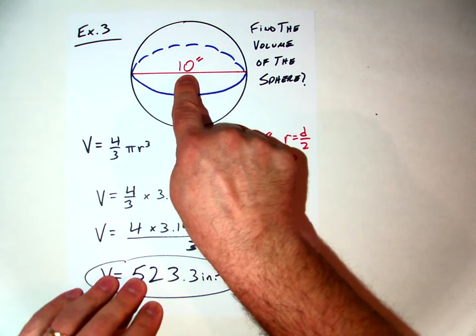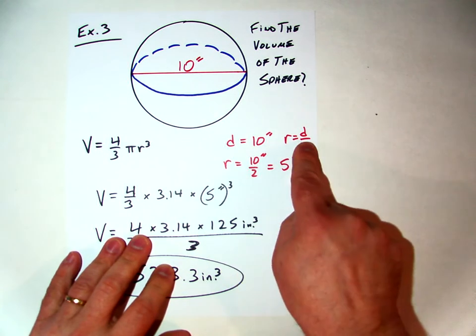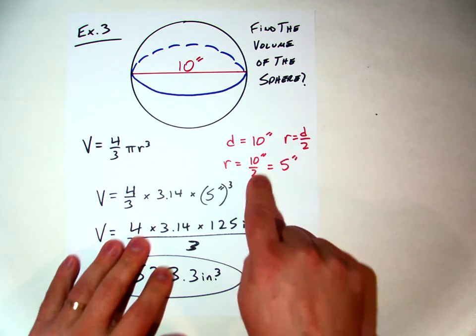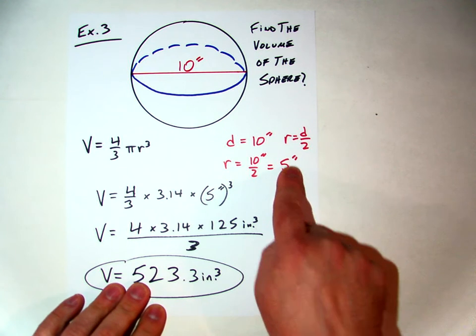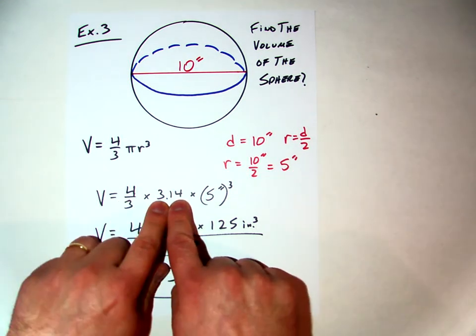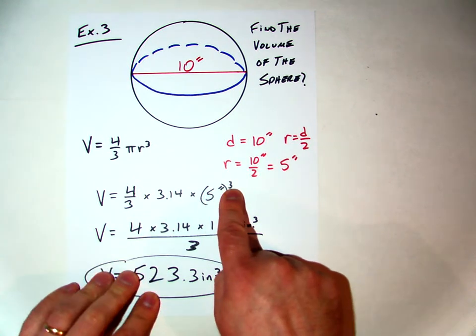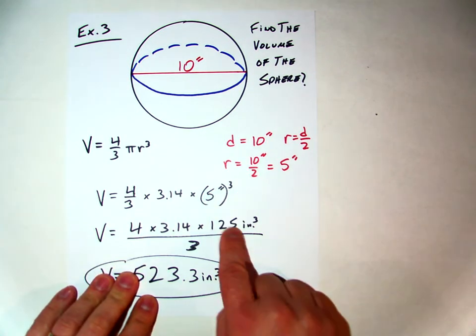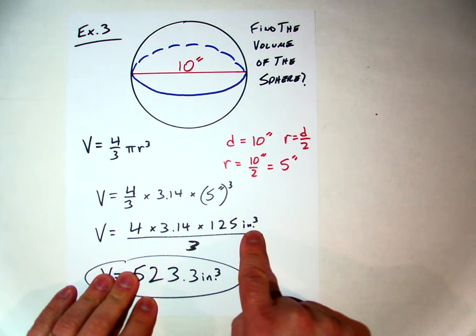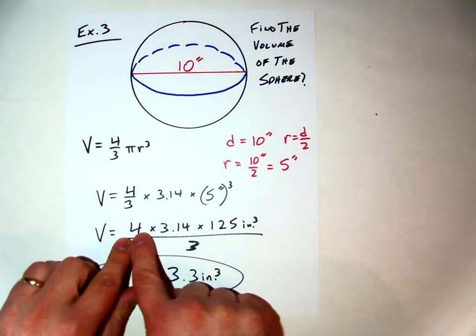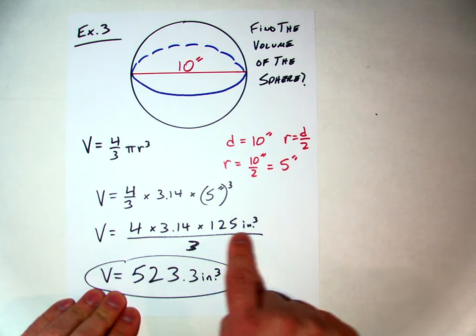I need radius, so I'm going to take the diameter of 10, and radius is half of the diameter, so I cut the 10 in half, and I get 5 inches. Now I can plug it in. So it's 4/3 times 3.14 for our pi value, 5 inches cubed. 5 times 5 is 25, times another 5 is 125, and the inches become inches cubed. And I put the 4 on the top, put the 3 on the bottom to divide.